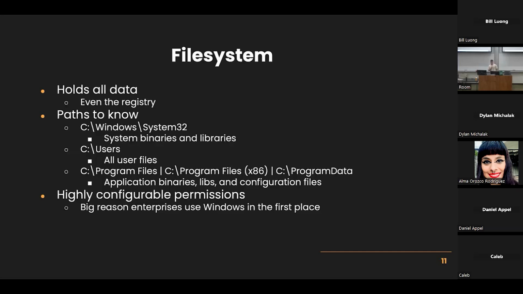Some important paths to know are system32, which has all the important system binaries and libraries. That's why when you delete it, your computer doesn't work. Users has all the user files. Basically every user has their own desktop, downloads, and images directories. Those are all located per user in the users directory. And then program files and program data hold all the binaries, libraries, and configuration files for applications that are not related to the system.